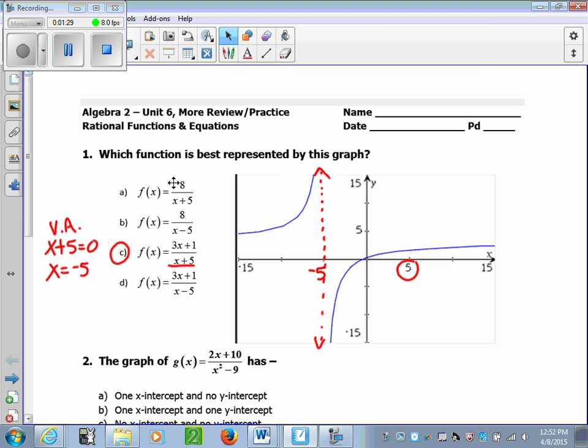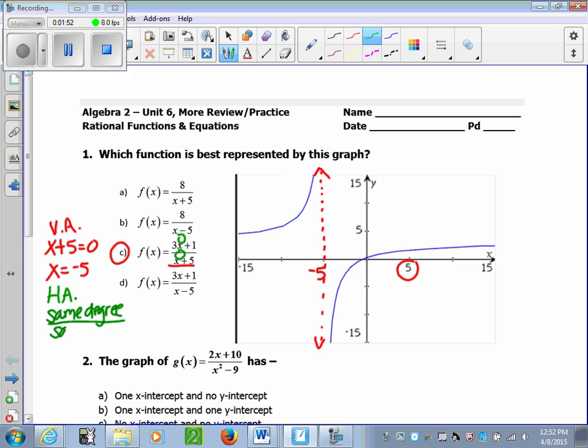The other thing it shows is where my horizontal asymptote is. Remember, for horizontal asymptotes, the rule is looking at the degree of my numerator, which is the exponent on my x, which is a 1, and the degree of my denominator, which is also 1. If I have the same degree, remember there's 3 rules you need to know here. If I have the same degree over the same degree, the rule is that my horizontal asymptote is at y equals my leading coefficient over my leading coefficient.